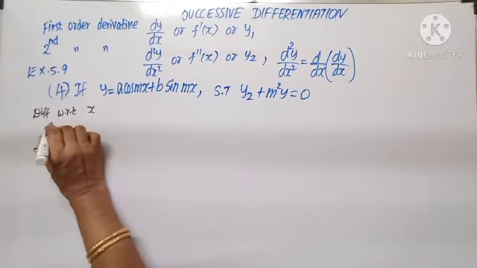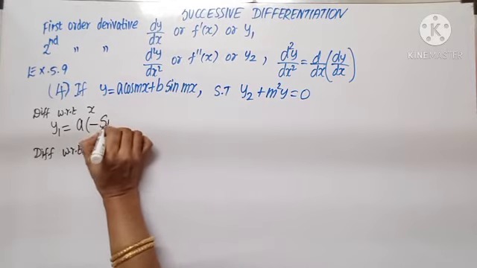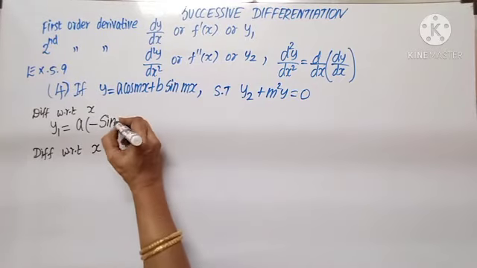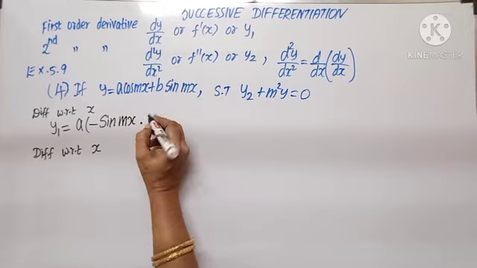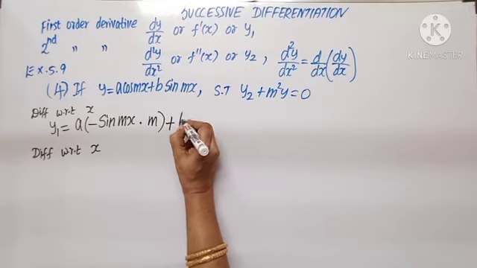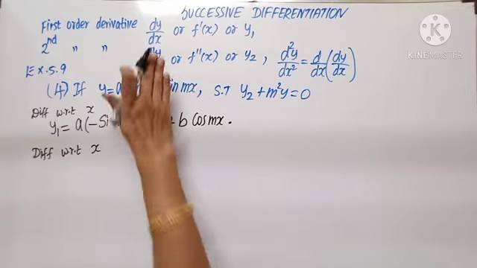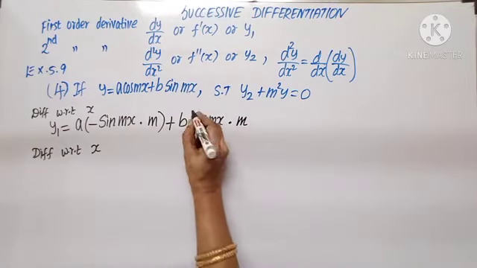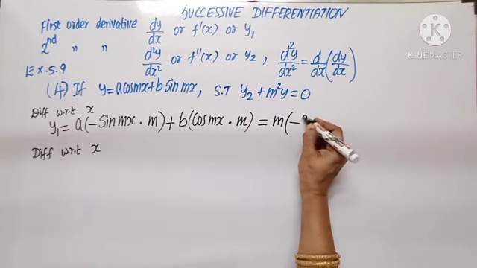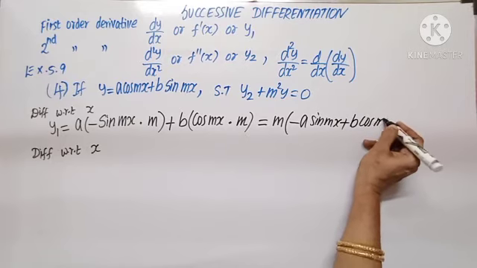y becomes y1. A as it is. Cos will become minus sin. Remember the formula: cos mx becomes minus sin mx into m, and b sin mx will become cos mx into m. Or I can take m out. It is m times minus a sin mx plus b cos mx.